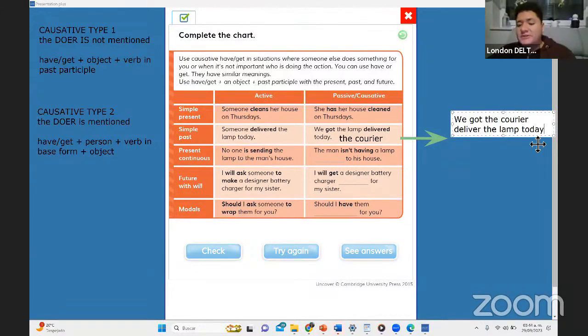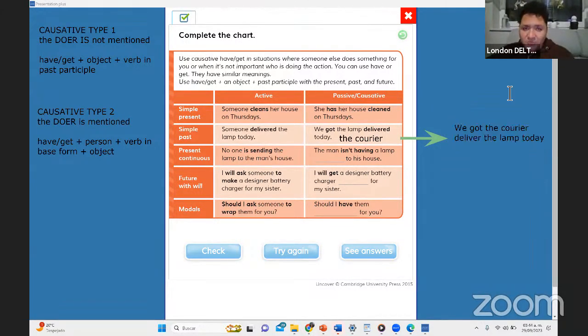So now you have the sentence, but with the causative type 2. Check here, right? So it says, y mandamos a traer a que se entregara la lámpara. Aquí es, mandamos al repartidor a que entregara la lámpara. Okay, so this is causative type 1 when you don't mention the doer. This is the causative type 2 when you mention the doer. Okay, let's check the next one, please.